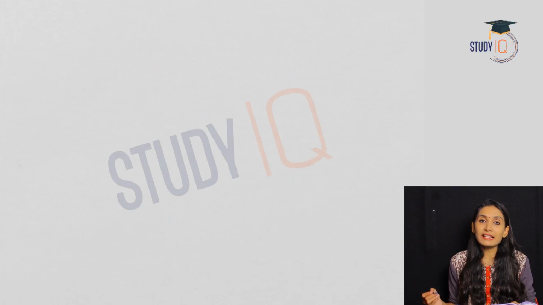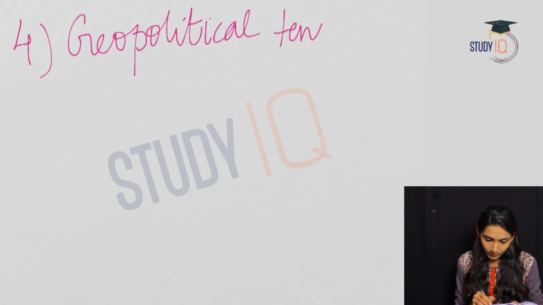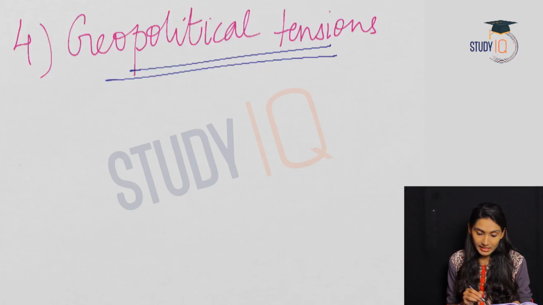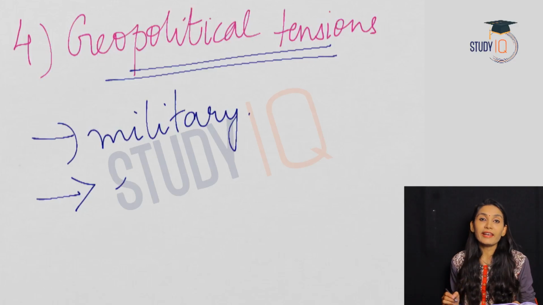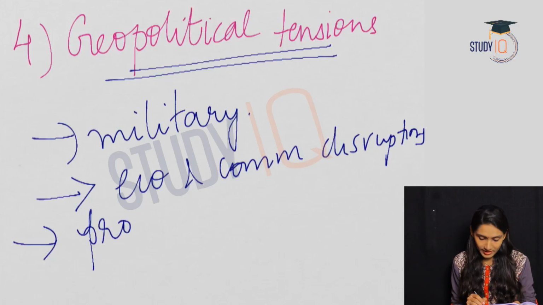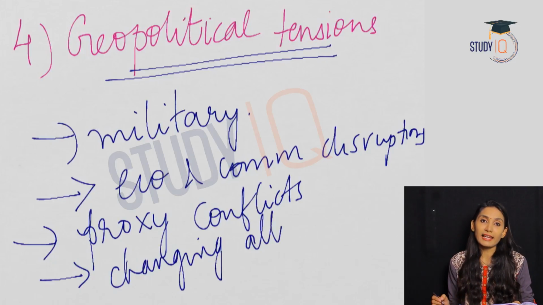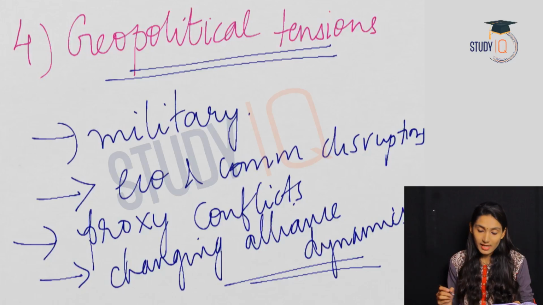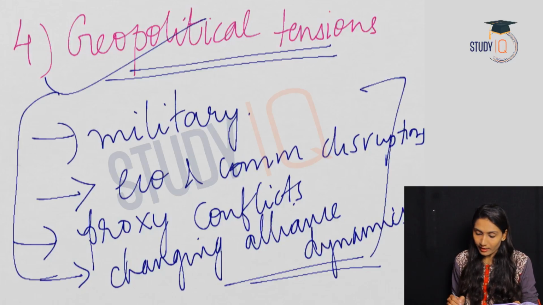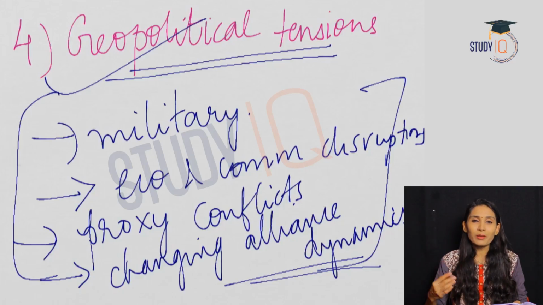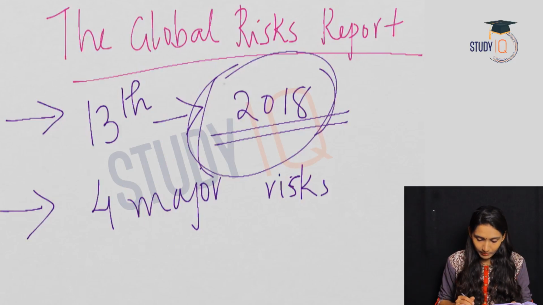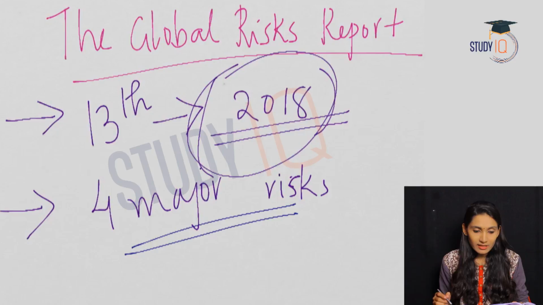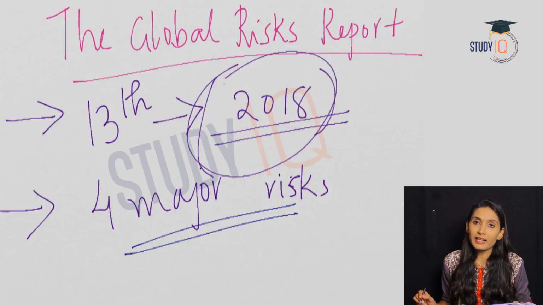The fourth pressing risk as highlighted by the report is the geopolitical tensions. Under the geopolitical tensions, the report highlights military tensions or military pressures. Secondly, economic and commercial disruptions, proxy conflicts, and also changing alliance dynamics. So these are the main geopolitical tensions according to the report. So you must remember only the 4 important risks that are highlighted by the global risk report. There are majorly 4 important risks. One is environmental degradation. Second one, economic strains. Third one, cybersecurity risk. And the fourth one, geopolitical tensions.